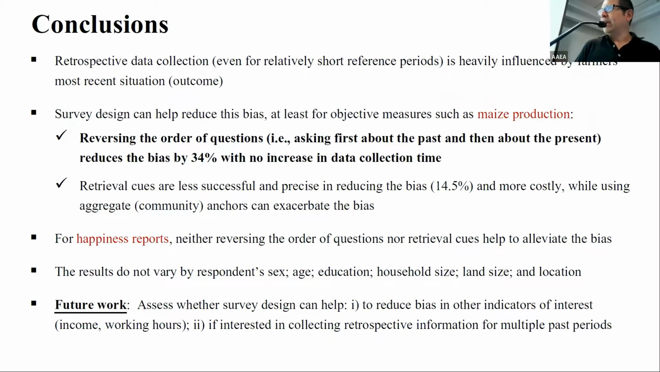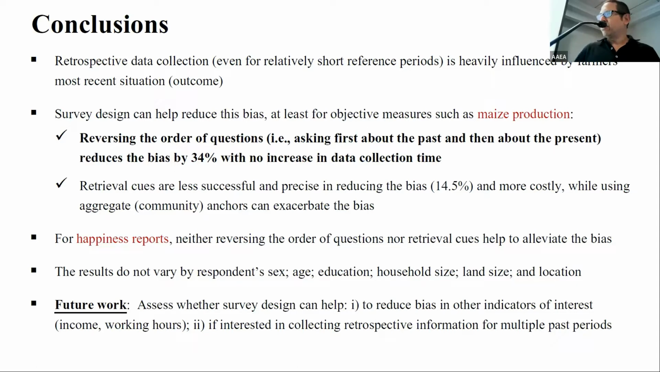And for the case of maize, we find that reversing the order of questions can help to reduce the bias by up to 34% on average, without any increase in the data collection time. Memory retrieval cues are less successful and precise in reducing the bias. And when we introduce an aggregate community anchor, the bias can actually be exacerbated.